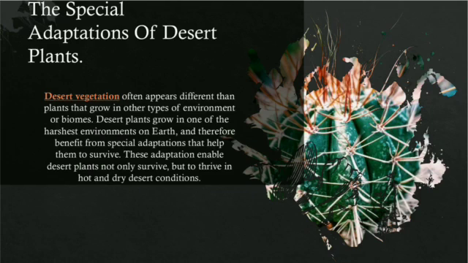Desert vegetation often appears different from plants that grow in other types of environments or biomes. Desert plants grow in one of the harshest environments on earth and therefore benefit from special adaptations that help them to survive. These adaptations enable desert plants not only to survive but to thrive in hot and dry desert conditions.